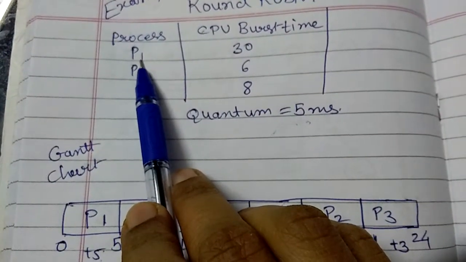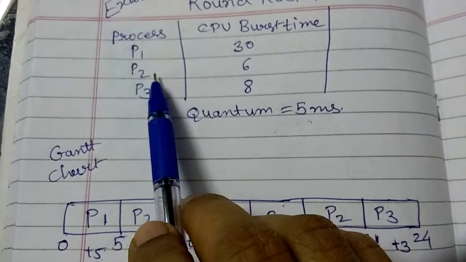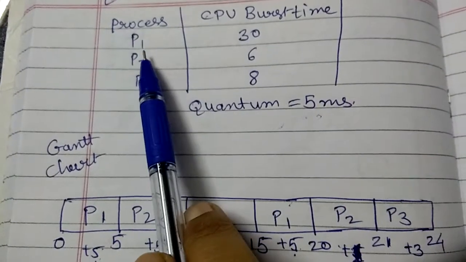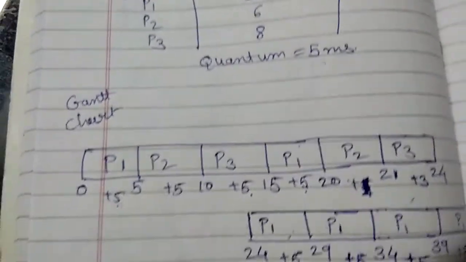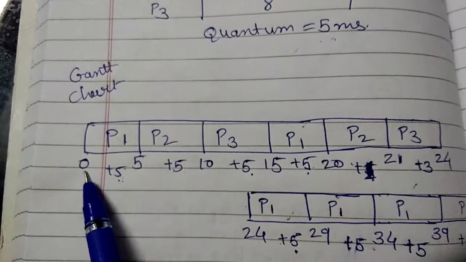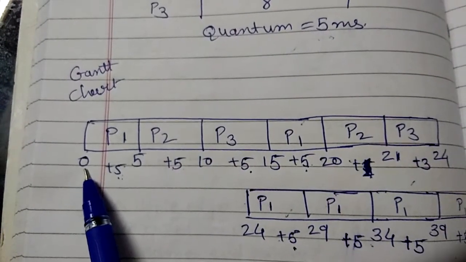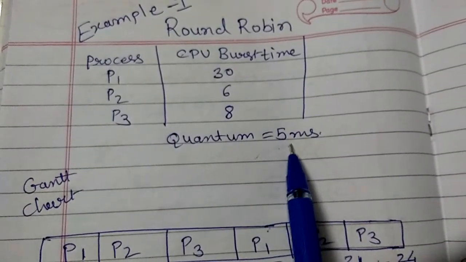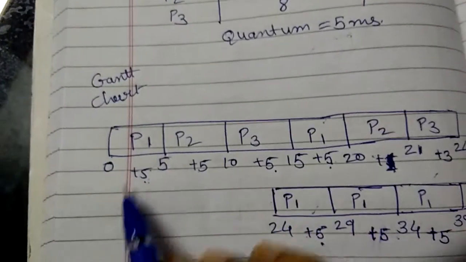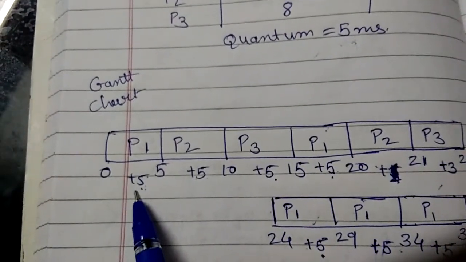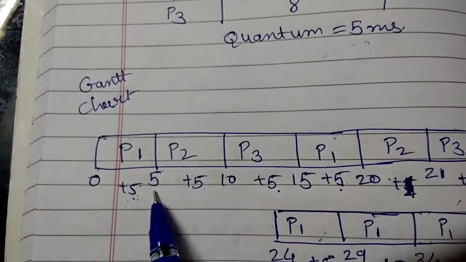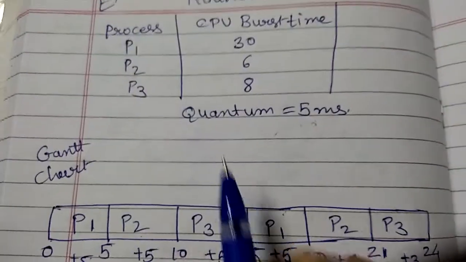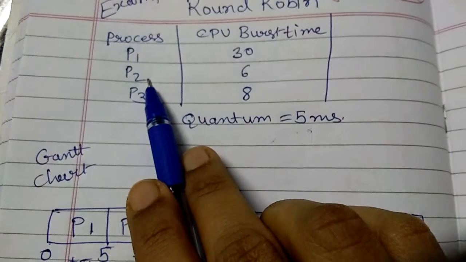Here we first consider process P1, and since no arrival times are mentioned, we assume P1 has arrived first. So the starting time of P1 will be 0, and the given quantum is 5 milliseconds. I have added 5 over here, so 0 plus 5 is 5. P2 has started at the 5th second.